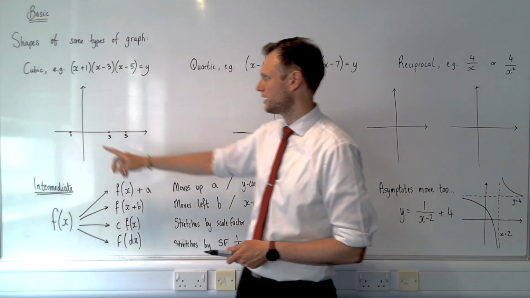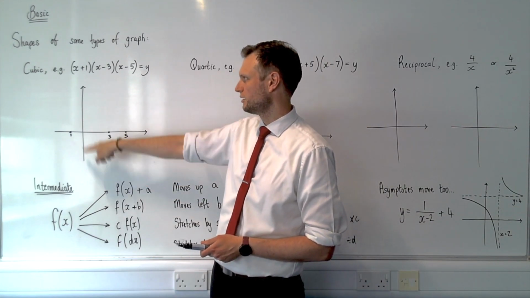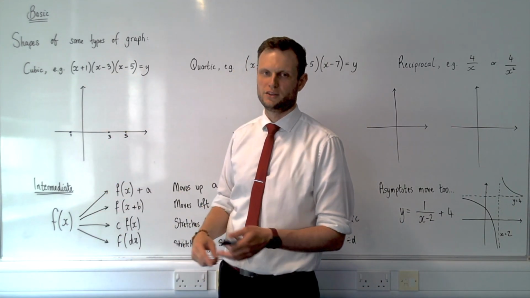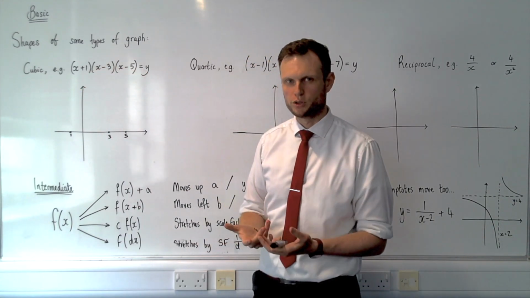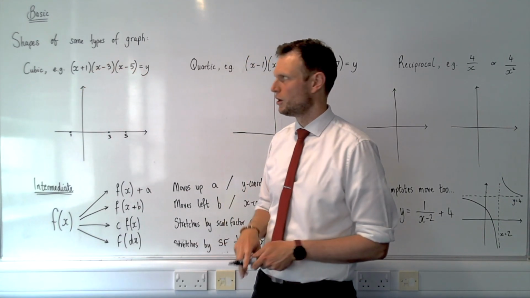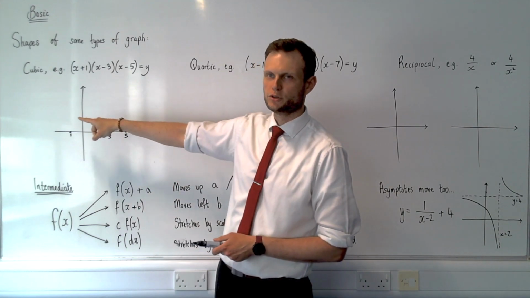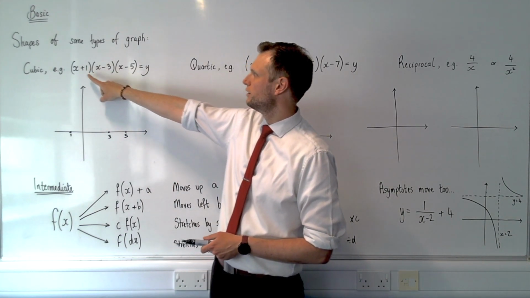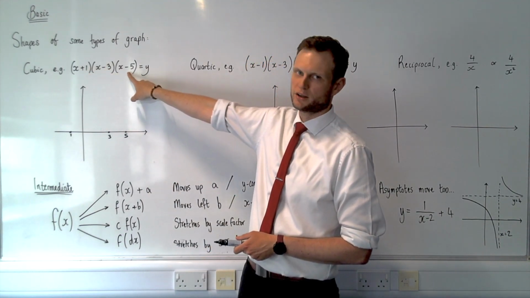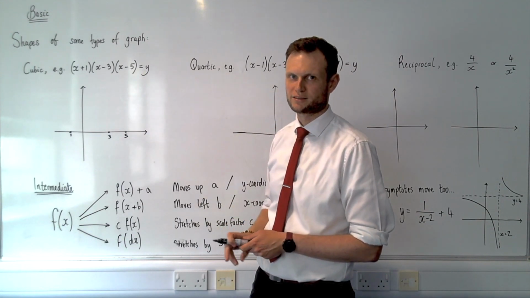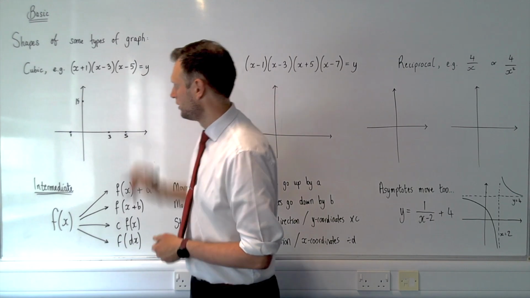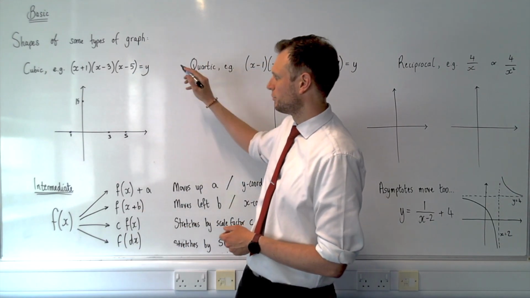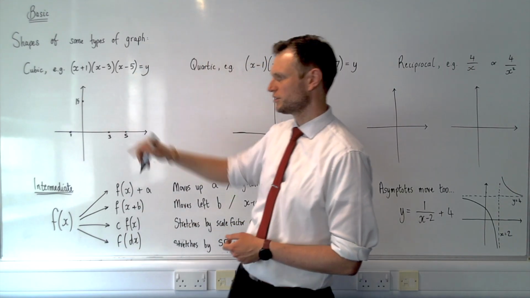If you really want to know where it crosses the y-axis, then you can. You just have to either look at it before you've factorized it, or you just want to know the final number, which you would get by doing 1 times minus 3 times minus 5. So it's going to go through the y-axis at 15. And then up, down, up, going through each of those points.